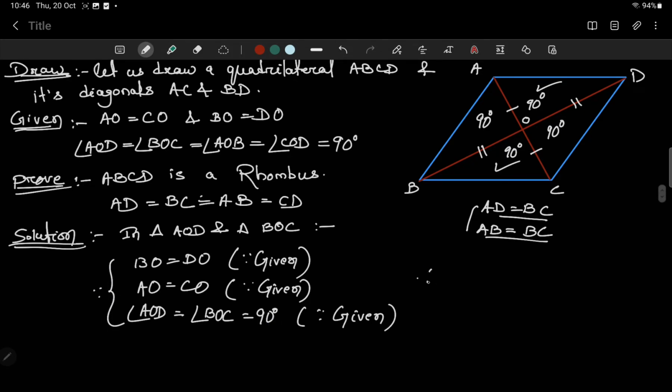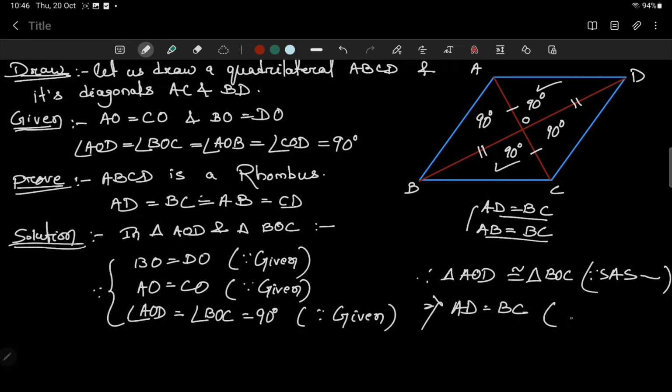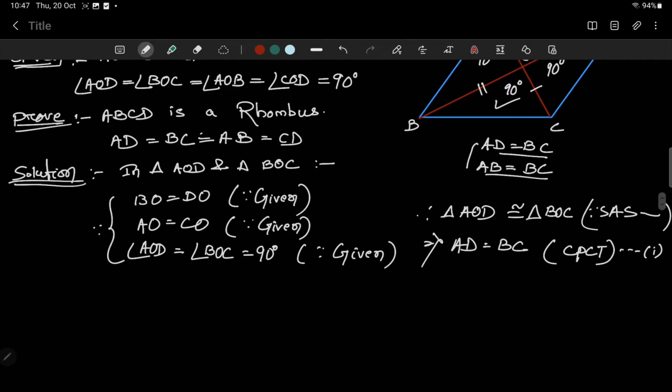So therefore we can say that triangle AOD is congruent to triangle BOC. Why? Now due to, you can write RHS, or the other one you can write SAS, side angle side, SAS congruency. Implies that we can write AD equals to BC. Why? Now due to CPCT. So this is equation 1. Okay, again we'll make another two triangles congruent.